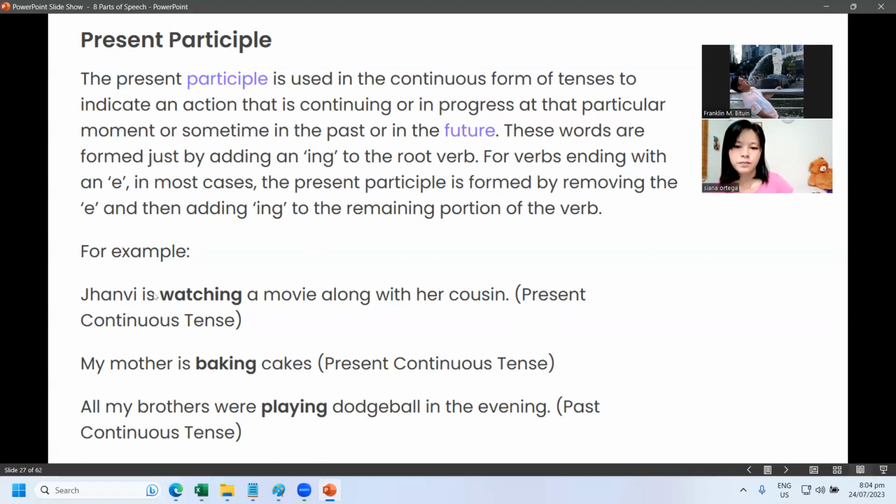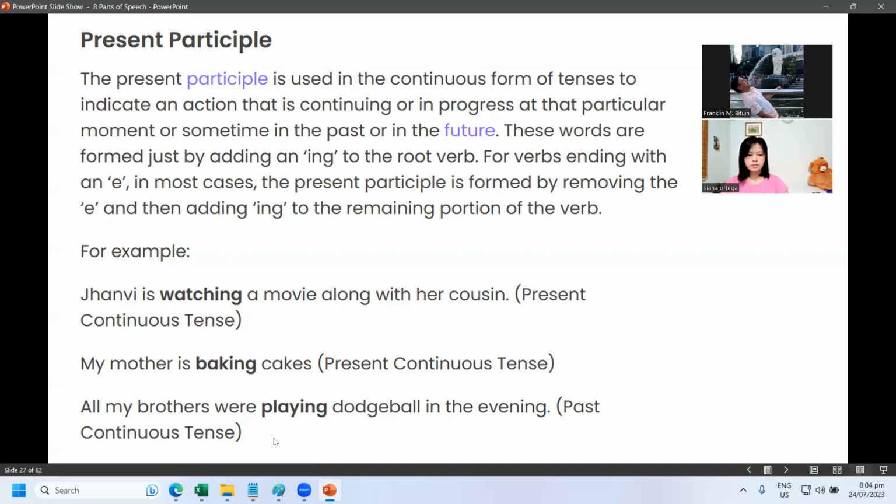There's present continuous, which uses the present form of the be verb. Again, we call these is, are, was, were. We call them be verbs or to be verbs. So this is present continuous because we're using the present form of the verb to be. If it's past continuous, you will use the past tense of that to be verb. Again, depending on the subject, because the subject here, the noun, is brothers, so that's plural. So you will use were because it happened in the evening. All my brothers were playing dodgeball in the evening.